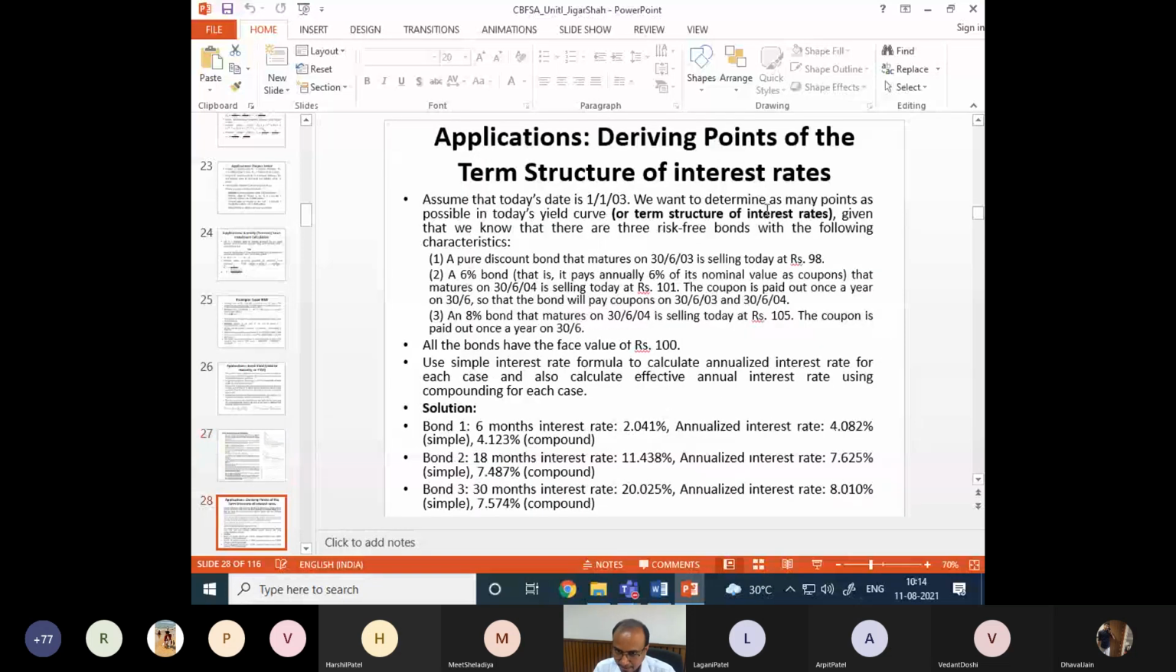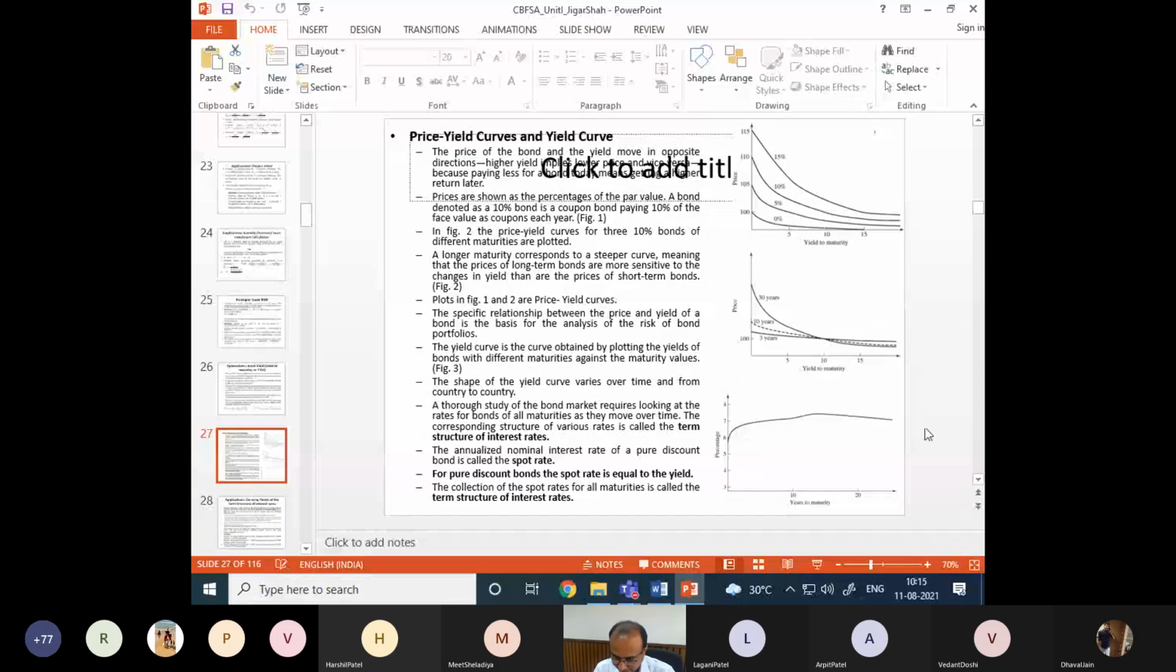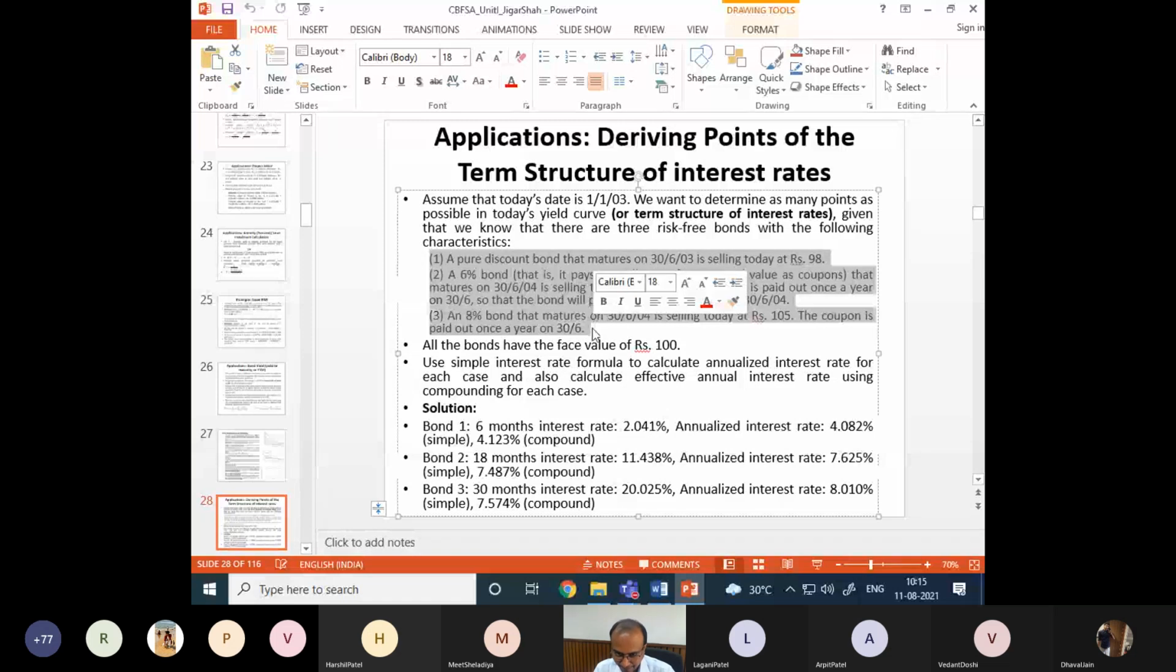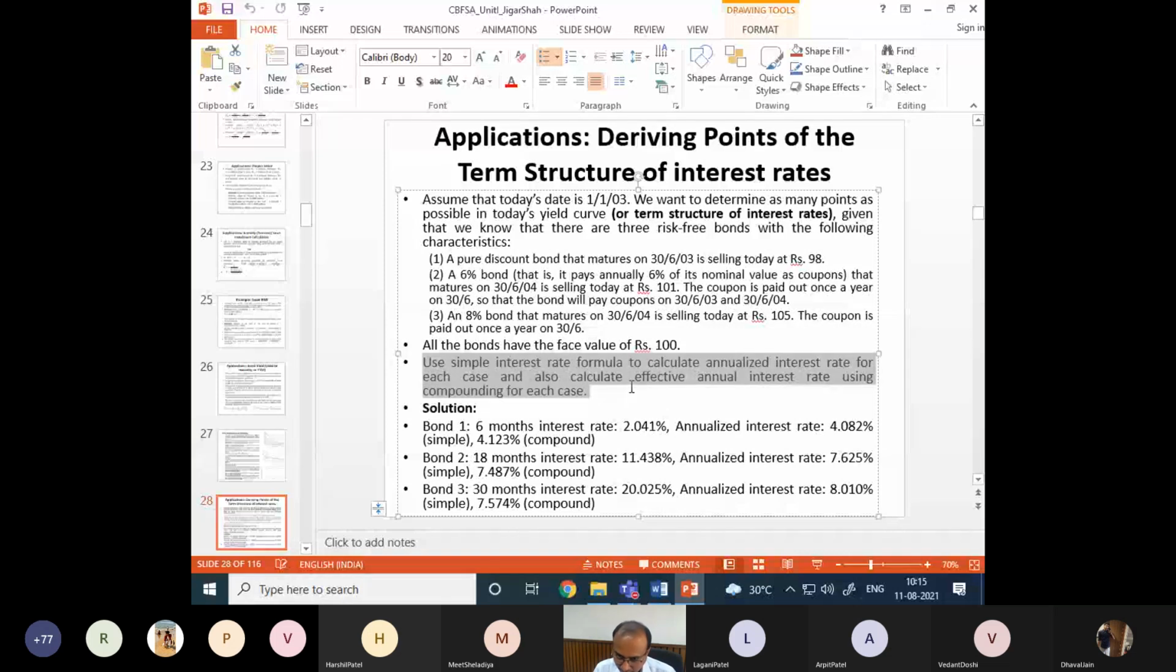OK, so we want to obtain the points on the yield curve, right? The yield curve is the third graph. OK, years to maturity versus percentage return, and that I want to obtain. And for that, these three different bonds available in market are specified. OK, it is given that all bonds have face value of 100 rupees. So at maturity, all will pay 100 rupees. OK, use simple interest rate formula to calculate annualized interest rate for each case, and also calculate effective annual rate using compounding for each case.